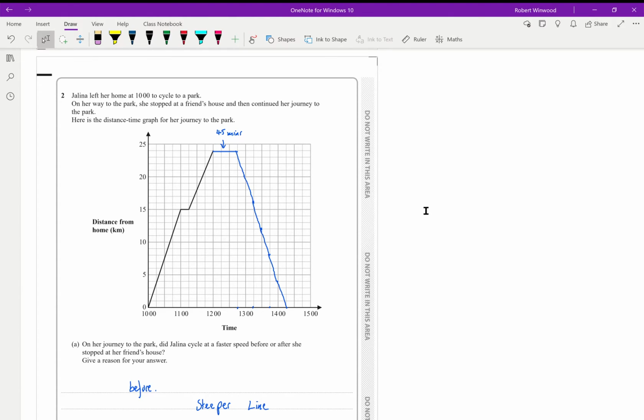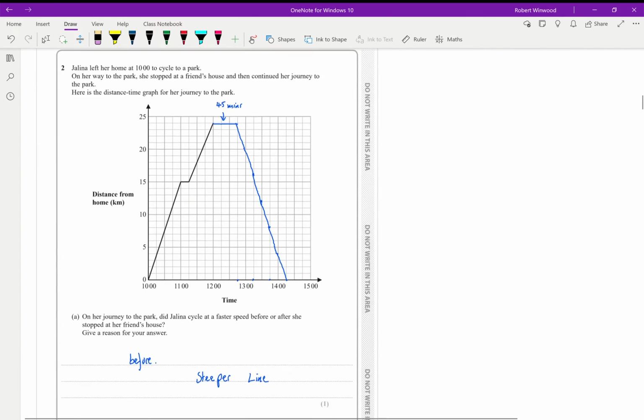So a distance-time graph. Yours will be drawn with a ruler, unlike my second diagonal line that's a bit wobbly. So she starts off going to her friend's house, then she stops for a few minutes, and then they continue to the park. Is she going faster or slower before or after? Well, on a distance-time graph, the gradient or the steepness of the line tells you about the speed. So there's a steeper line here, so she's going faster in this section before she met her friend.